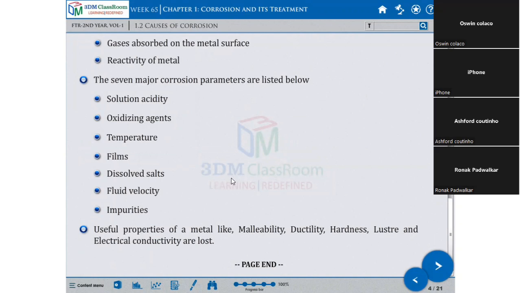Useful properties of metal like malleability, ductility, hardness, luster, and electrical conductivity are lost. Due to this corrosion, the important properties of the metal get lost. Malleability, ductility, hardness, luster, electrical conductivity, everything will get lost. So we have to take care of all this metal. Anti-corrosion coating has to be applied.